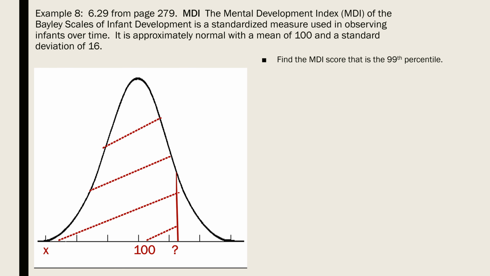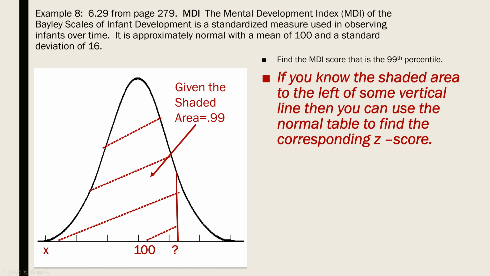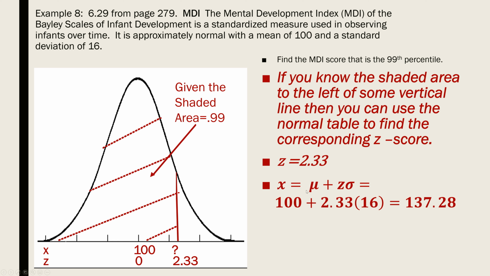Another type of question will be, find the MDR score that is the 99th percentile. The 99th percentile tells us the given shaded area equals 0.99. So if you know the shaded area to the left of some vertical line, then you can use the normal table to find the corresponding z-score. The z-score should equal 2.33. Then you need to convert the z-score to its original scale, x. That's why the x should be calculated in this way.